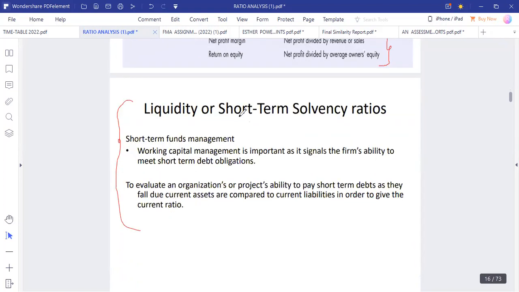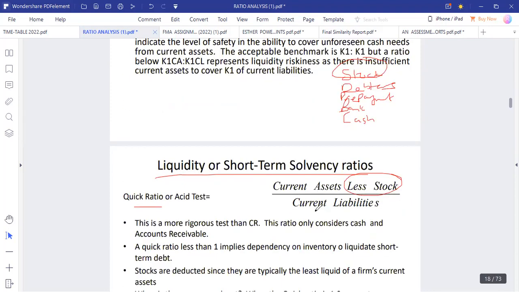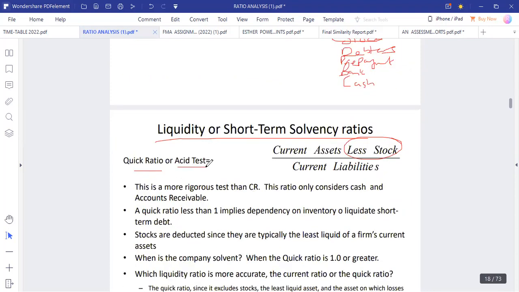So the liquidity ratios, like I mentioned, when we're talking about liquidity, we're talking about solvency. Solvency is mainly the ability to pay short-term debts as they fall due. This is within a period of a year. So the current ratio is current assets over current liabilities. The benchmark or market ratio is 2:1. The quick ratio is also called the acid test ratio, which is simply current assets minus stock over current liabilities. The market ratio is 1:1. For every one asset, there should be one liability.